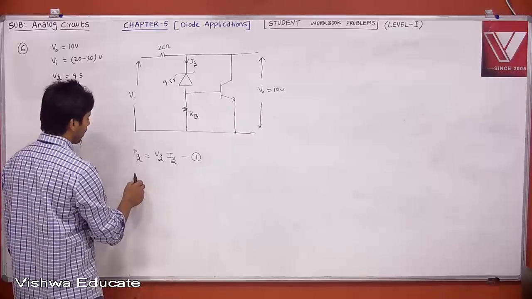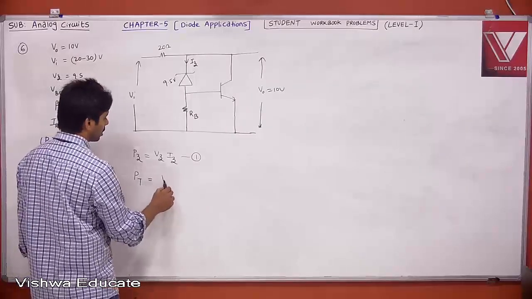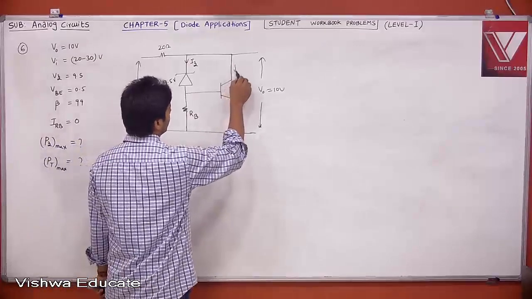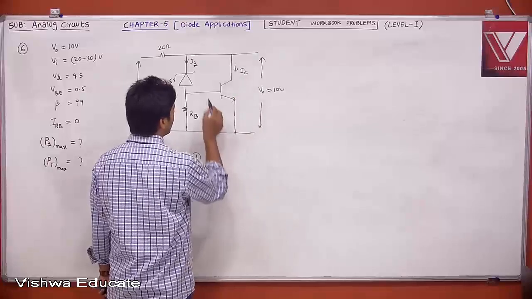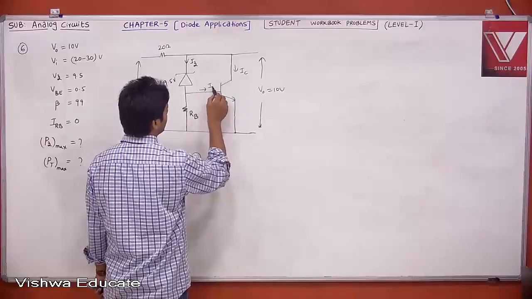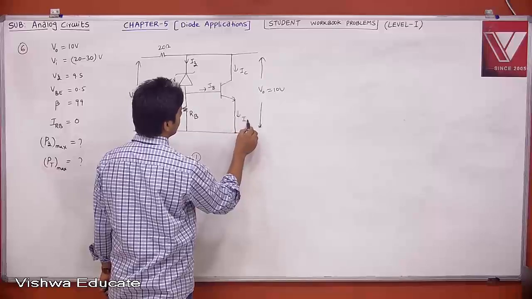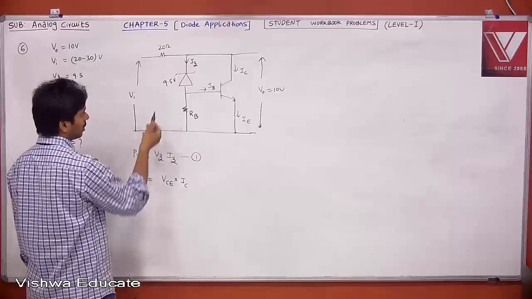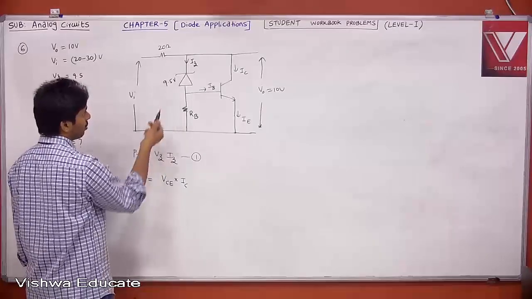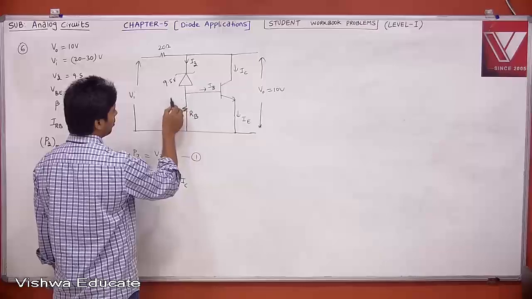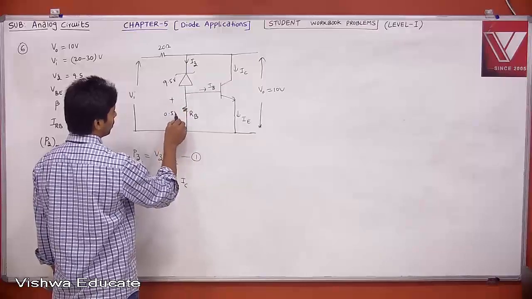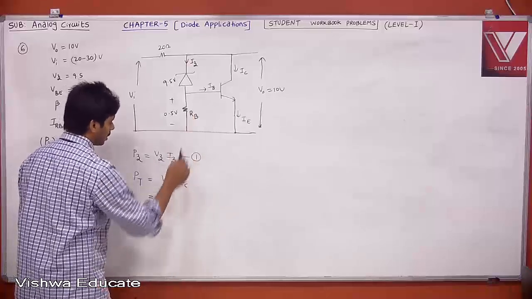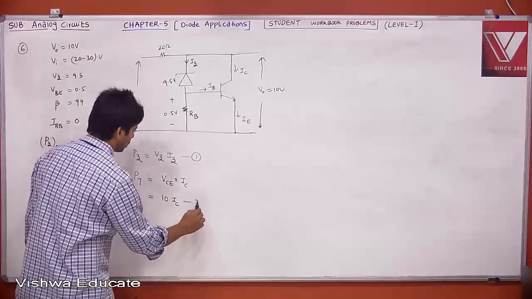Then similarly, what is your power across the transistor? Power across the transistor is nothing but VCE into IC. What is IC? This is your IC, and this is your IB, and this is your IE. This is your transistor. But what is your VCE? Your VCE is nothing but your V0, which is 10 volts. VZ is nothing but 9.5, and this is 0.5 because VBE is 0.5. That is 9.5 plus 0.5, 10. Therefore, now this is nothing but 10 into IC. This is equation 2.